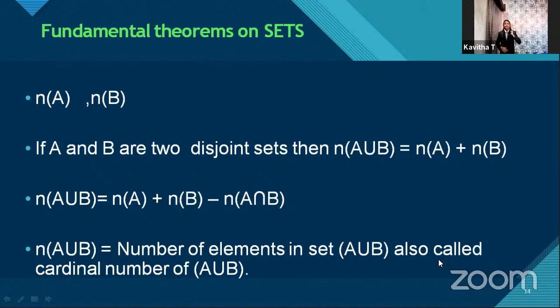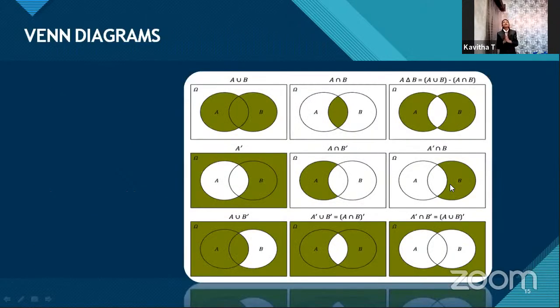Next, the fourth one. The number of elements in the set A union B is called the cardinal number of A union B. We are discussing A union B and A intersection B in the class. You have to apply those numbers and comment in the comment box. Are you clear about it? I think you are clear about this.